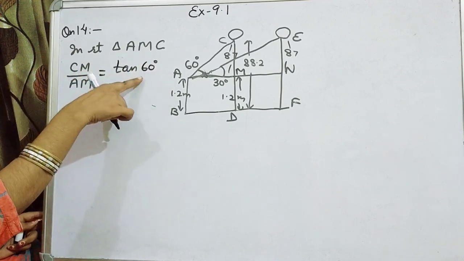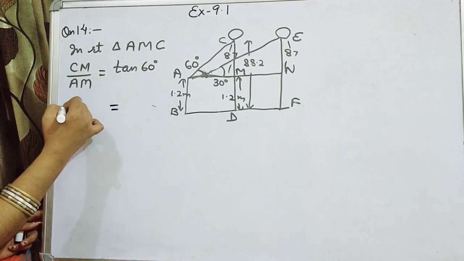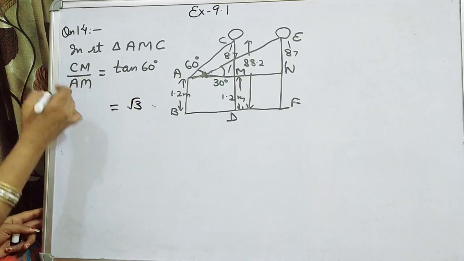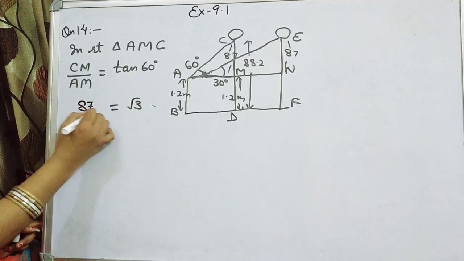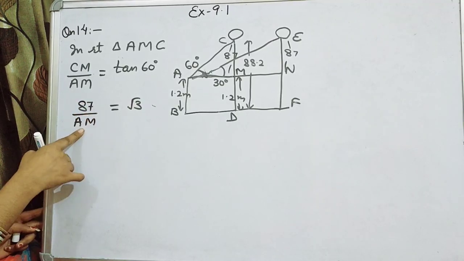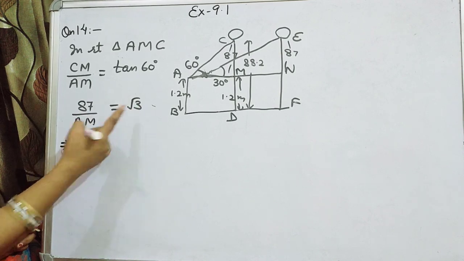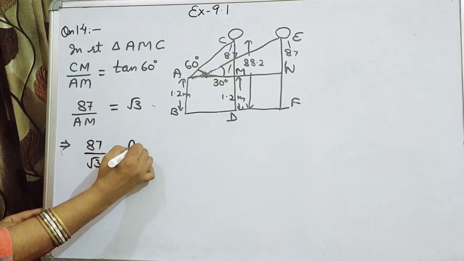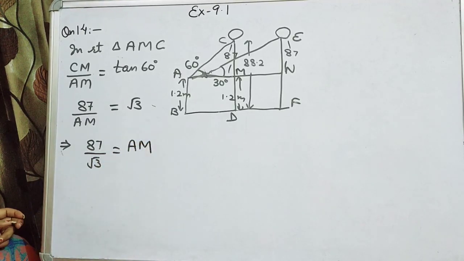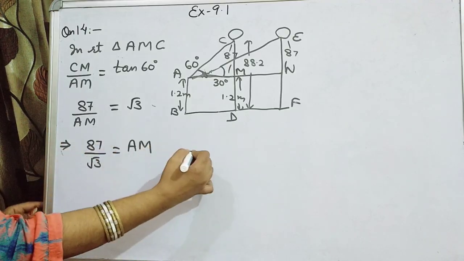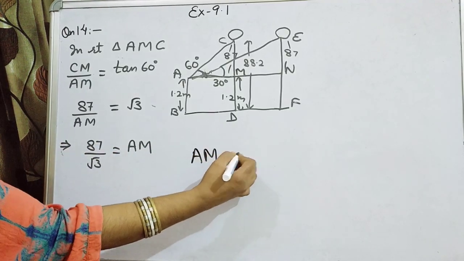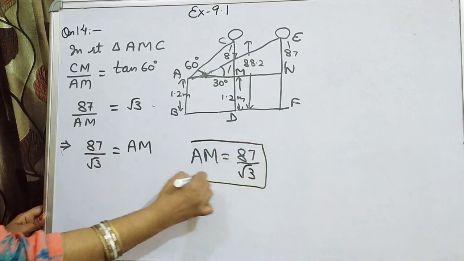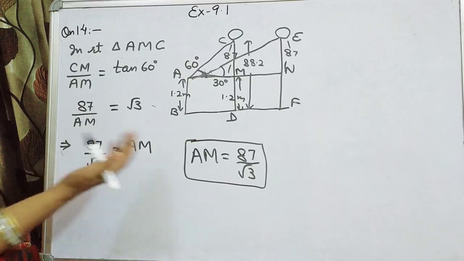And the value of tan 60 is root 3, right? Now CM we have 87, AM we don't know. Now take this AM on the right hand side and root 3 on the left hand side. So we'll get 87 by root 3 equal to AM. Now we have found this AM, that is equal to 87 by root 3. From the first right triangle we got this.